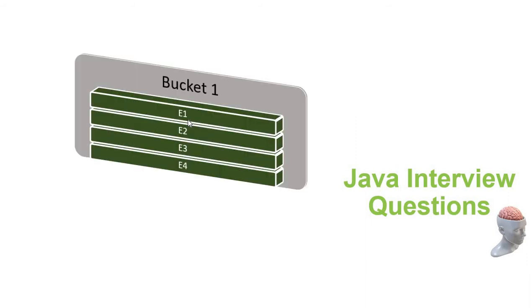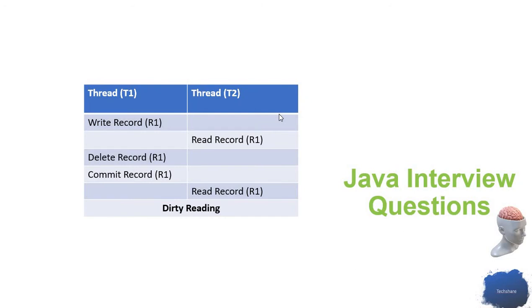Let me start with what is dirty reading. Let's say I have two threads, T1 and T2. Thread T1 is trying to write a record, but the record is not yet committed, it has just started writing. Once it writes a record in a database or in some data structure or collection, the other thread T2 starts reading the record. So it is able to read a record, let's say R1.